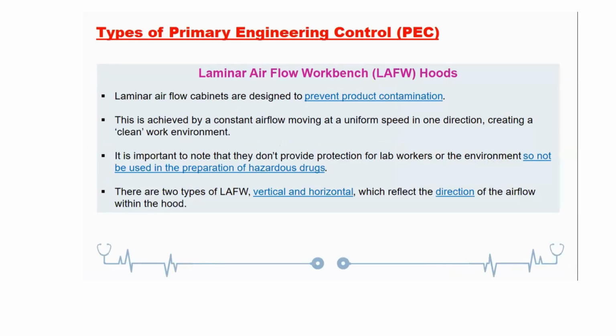The third type of hood is the laminar airflow workbench. Laminar airflow cabinets are designed to prevent product contamination. This is achieved by a constant airflow moving at a uniform speed in one direction in order to create a clean work environment. It's important to note that they don't provide any protection for the lab workers or the environment, so they should not be used in the preparation of hazardous medications. There are 2 types of laminar airflow workbench, vertical and horizontal, which reflect the direction of the airflow within the hood.